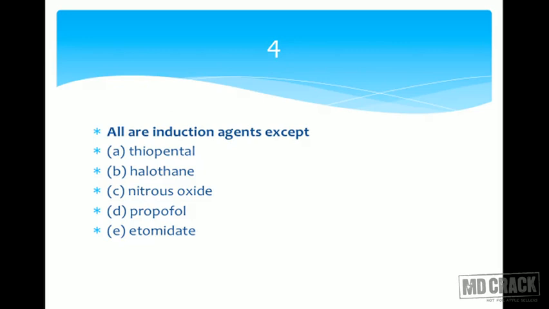Of course, if the procedure is short, you can consider these agents themselves to be used as a sole anesthetic, to be used alone for that short procedure, but the procedure has to be very brief, has to be very short. Otherwise, they are going to be useful only as induction agents. And you have the examples here: thiopental, halothane, nitrous oxide, propofol, and intermediate. I hope you know nitrous oxide, which is your laughing gas, produces a very rapid induction of anesthesia, but is not a very potent anesthetic, is not commonly used for long procedures, and it's an induction agent. It is used for induction of anesthesia.